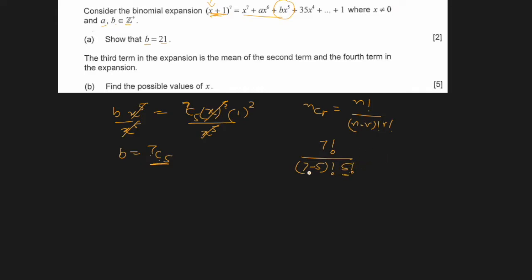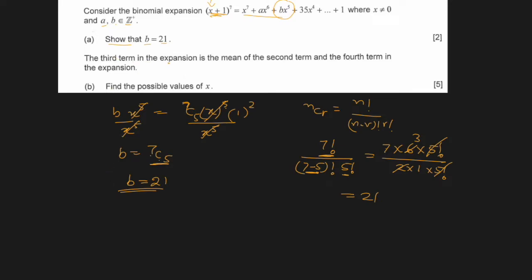Since 5 is the bigger of the two, because this will be 2 factorial, we'll expand 7 factorial till 5 factorial. So 7 times 6 times 5 factorial over 2 factorial, which is 2 times 1 times 5 factorial. 5 factorial and 5 factorial cancel. That was the purpose. 2 and 6 will also cancel. So 7 times 3 is 21. So B is 21. We have shown that.